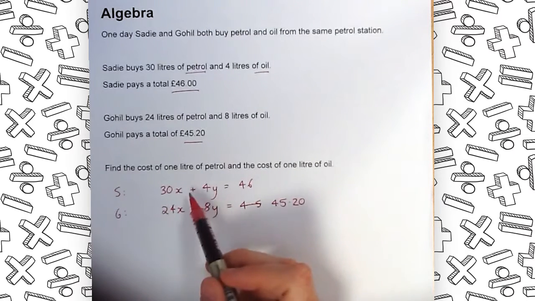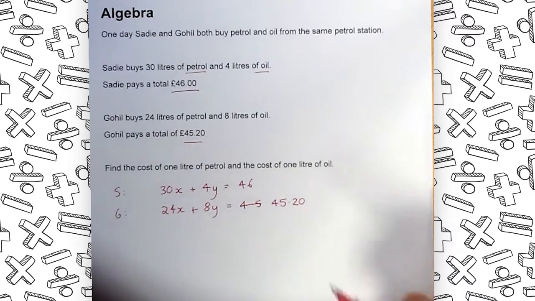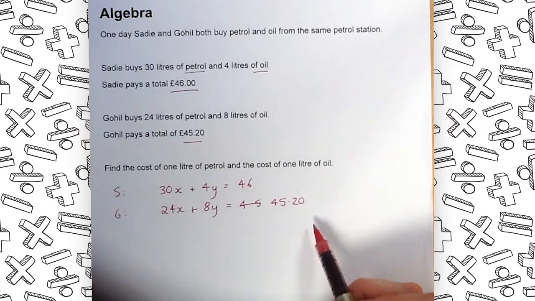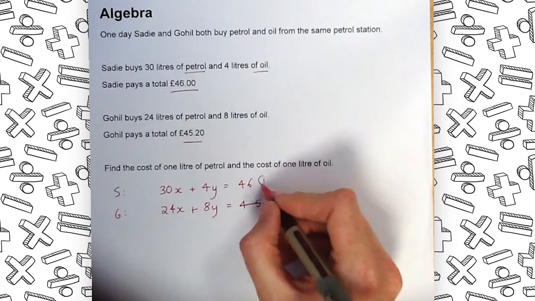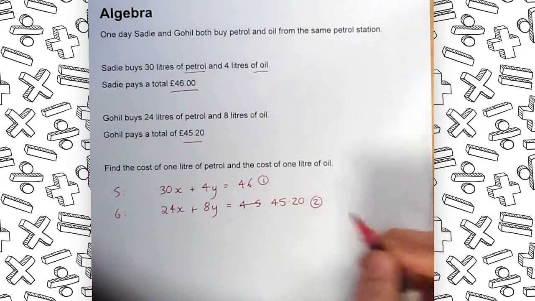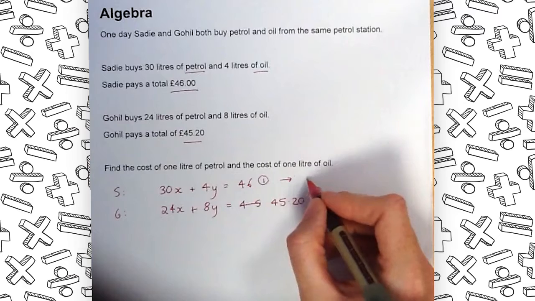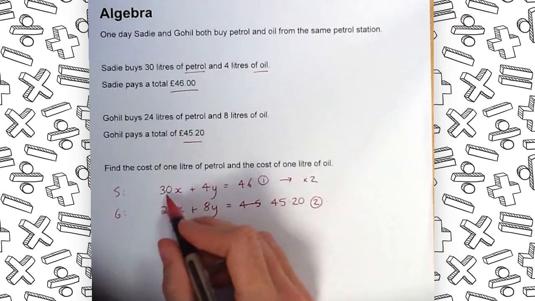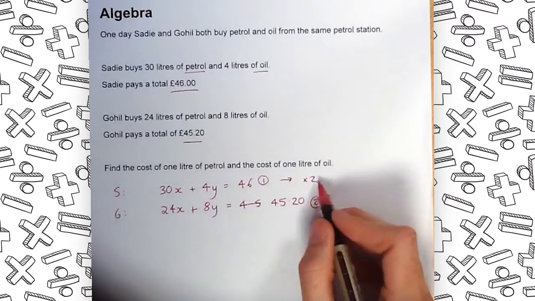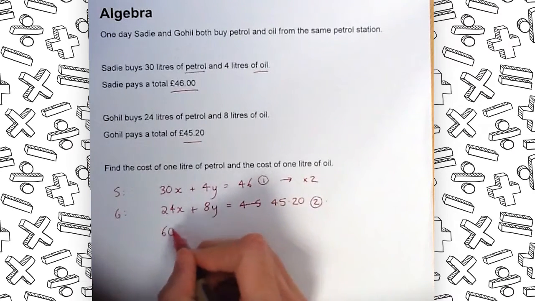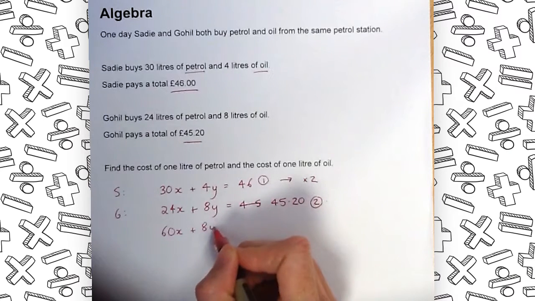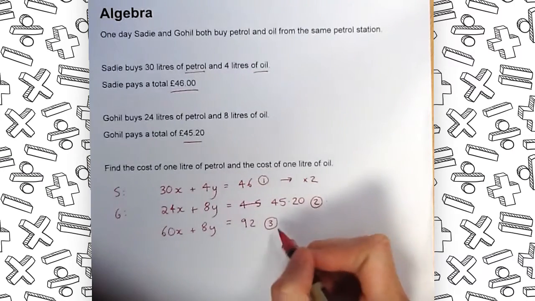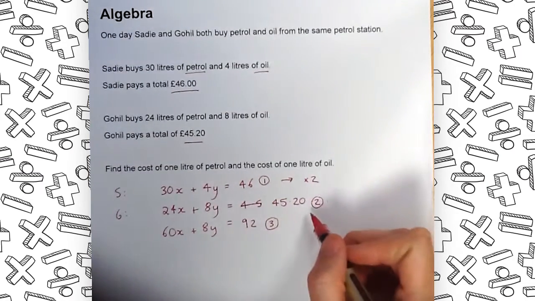Okay, so now looking at our simultaneous equations, we don't have either of the variables that match, so we're going to have to multiply one of the equations to make sure the variables do match. I'm going to call this equation number 1 and equation number 2, and I'm going to multiply equation number 1 by 2 to make sure the variables do match. So if we multiply the whole equation by 2, we get 60x plus 8y equals 92, and I'm going to call this equation 3. So we are now dealing with equation 3 and equation 2.